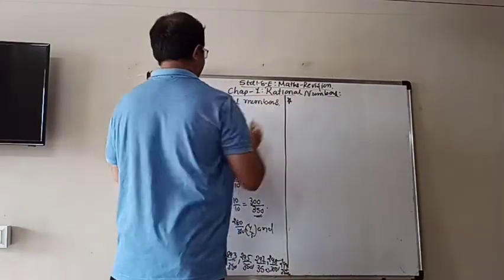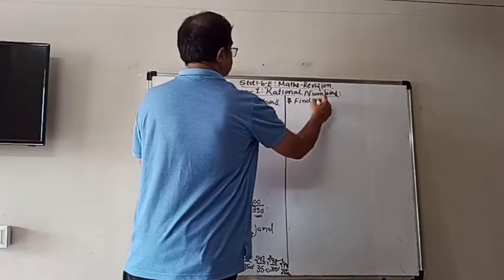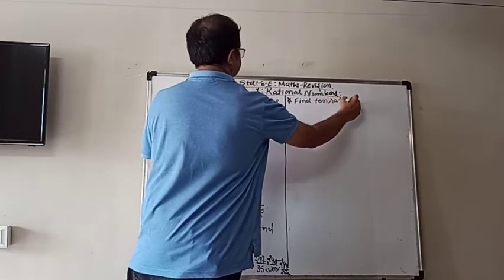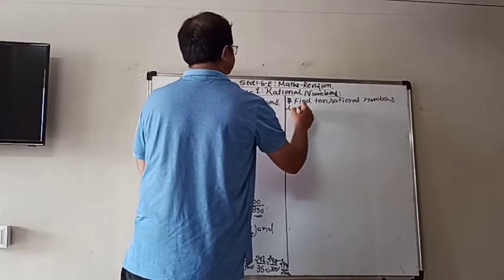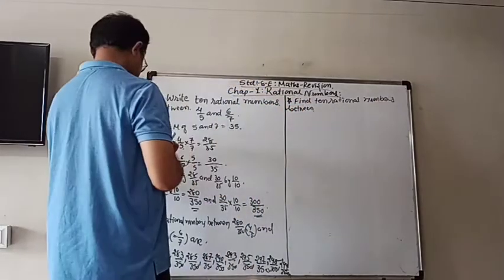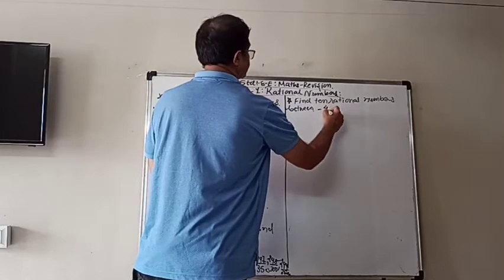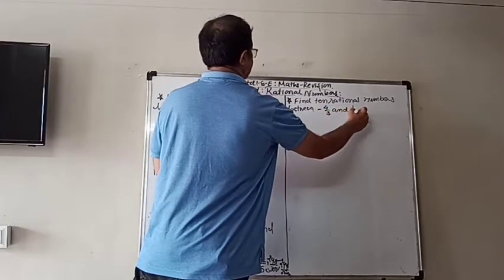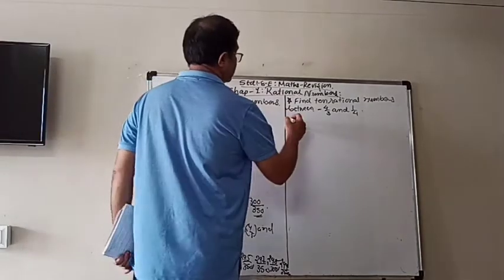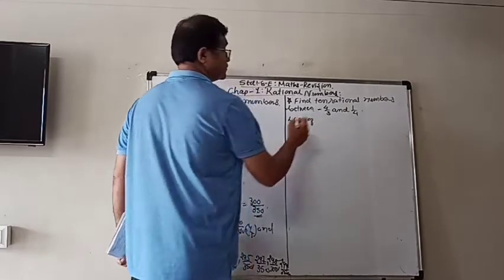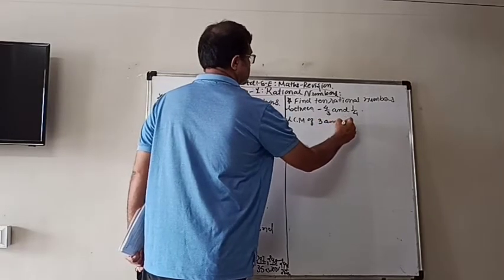Let's take another example like that. Find 10 rational numbers between minus 4 by 3 and 1 by 4. So now here the LCM of 3 and 4 is equal to 12.